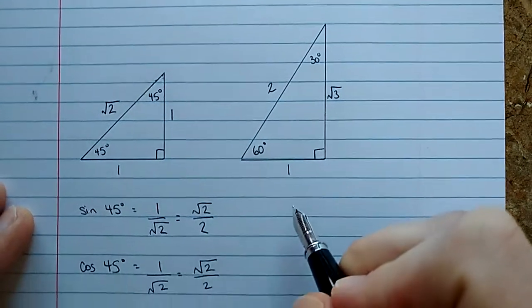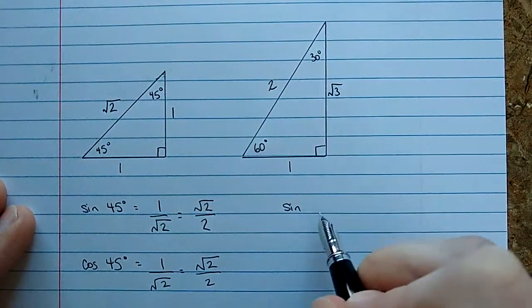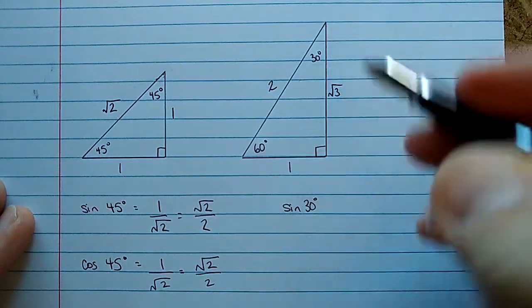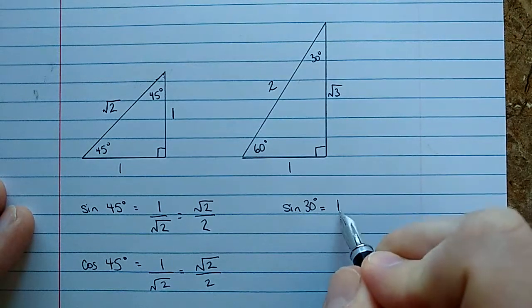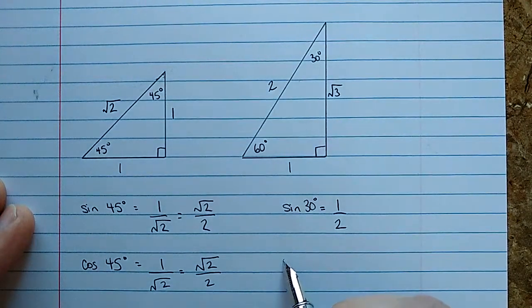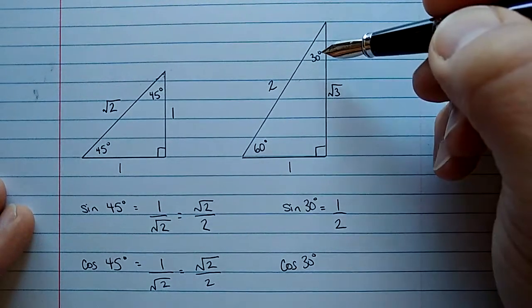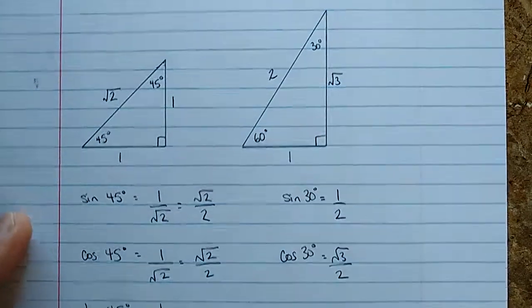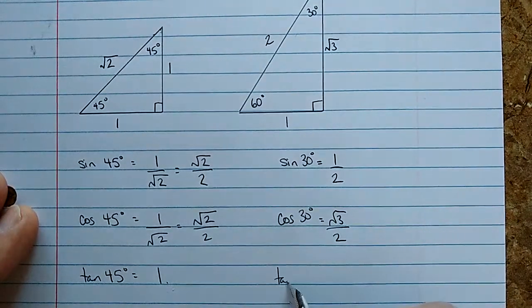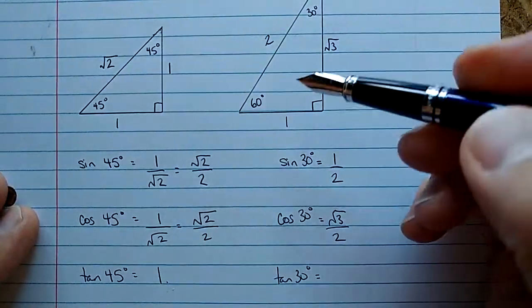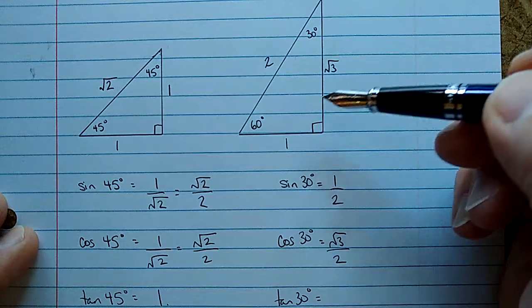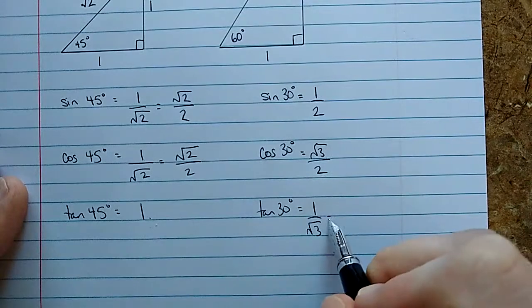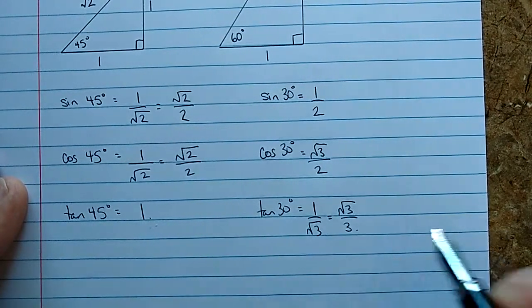Let's check these ones out. The sine of 30 degrees, so using 30 as our reference angle, the opposite side length is 1, and the hypotenuse is 2, so 1/2. The cosine of 30 degrees, adjacent side is root 3, divided by 2, and last we have the tangent of 30 degrees. Opposite is 1, adjacent is root 3, so that's 1 over root 3, or it's very commonly written as root 3 over 3.